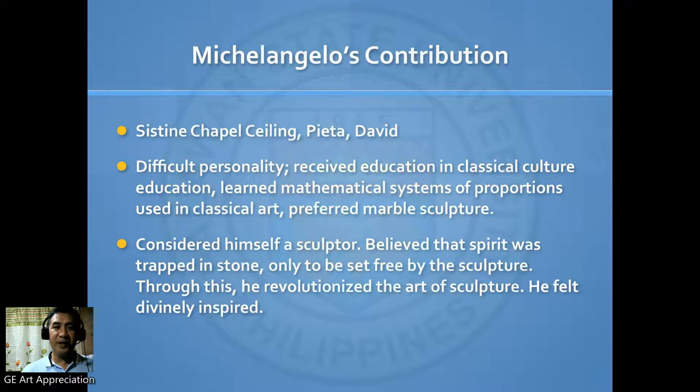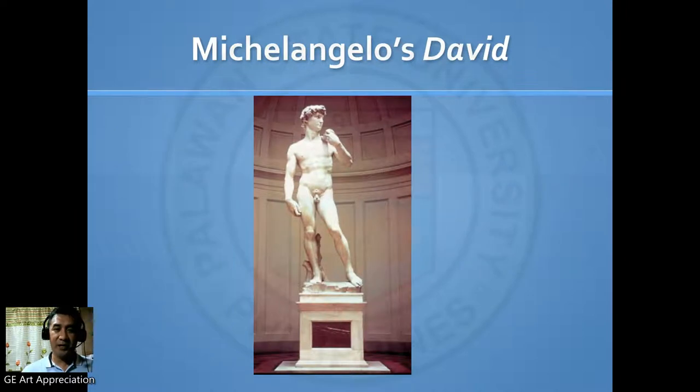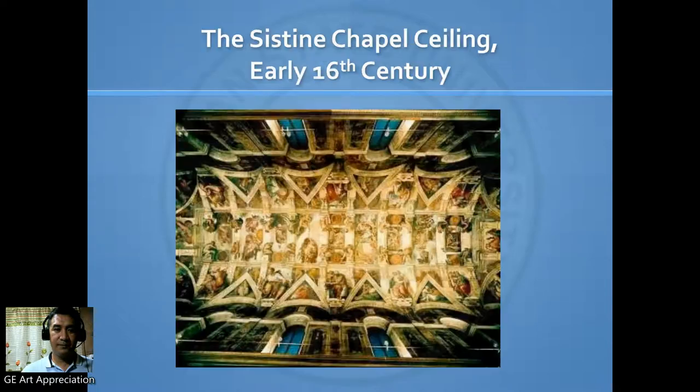Let's take a look at Michelangelo's contribution. Michelangelo is very famous for his contribution to the Sistine Chapel ceiling, the Pietà, the David. He considered himself a sculptor, and he believed that spirit was trapped in stone, only to be set free by the sculptor. Through this, he revolutionized the art of sculpture. He felt divinely inspired. So these are the works of Michelangelo: the David, and the ceiling of the Sistine Chapel.